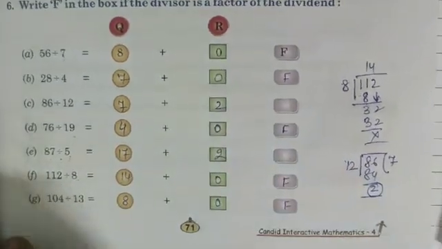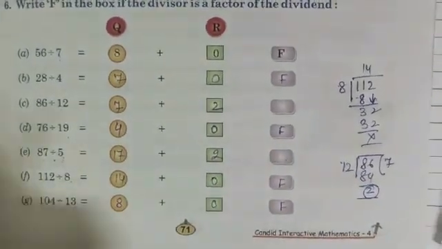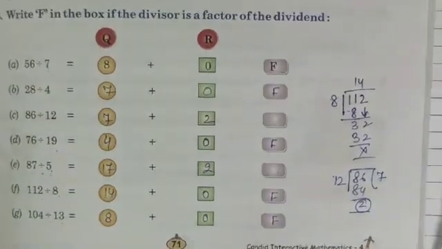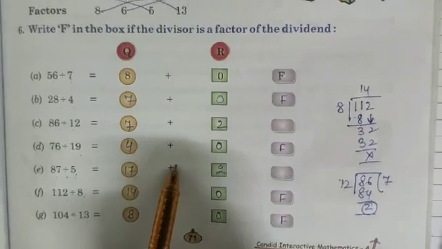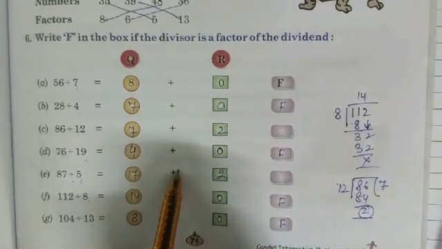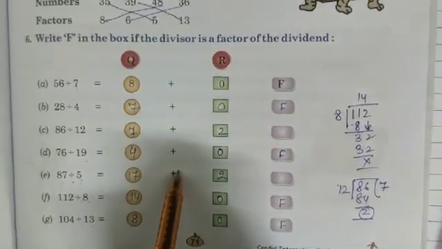So this is your exercise 5.3. Children, revise it properly. Write down your work in the notebook and write these 2 questions in the book. Now we will move to exercise 5.4 in the next video. Thank you very much.